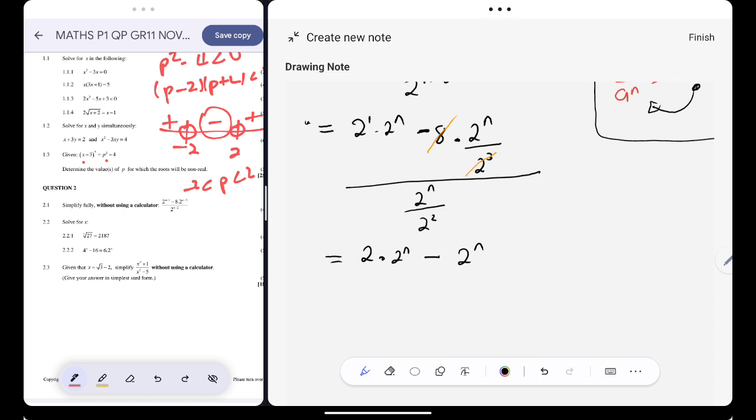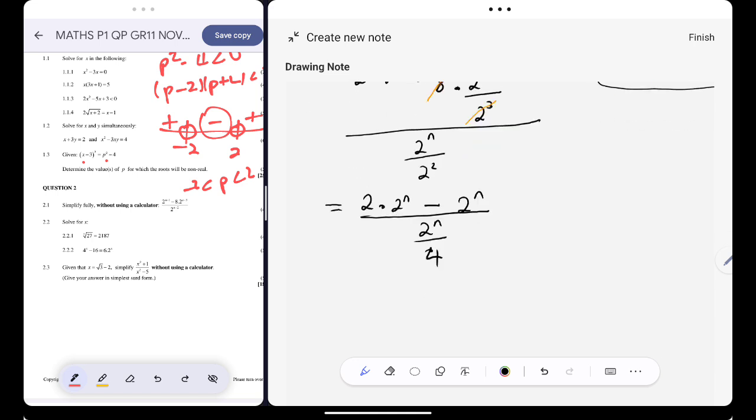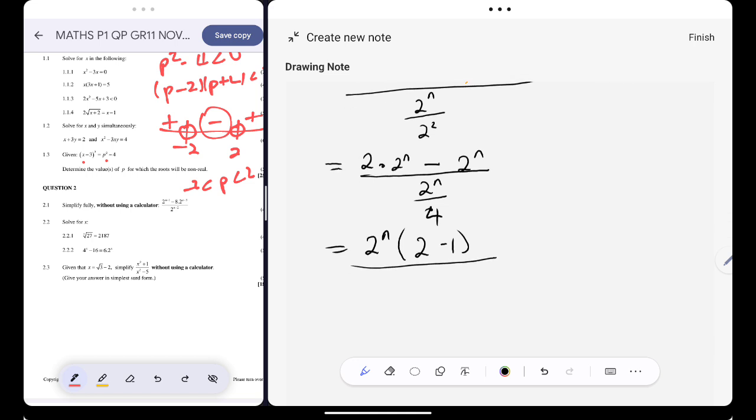Are you together? So here at the bottom I'll be left with 2 to the n over 4. 2 squared is 4. For me to work simpler here, guys, I can take out a common factor or just use the K method. Which one will I do? Let me take out a common factor. At the top, the common factor is 2 to the power n. I'll be left with 2 minus 1. Are you together? This thing is divided by what? By 2 to the power n over 4.